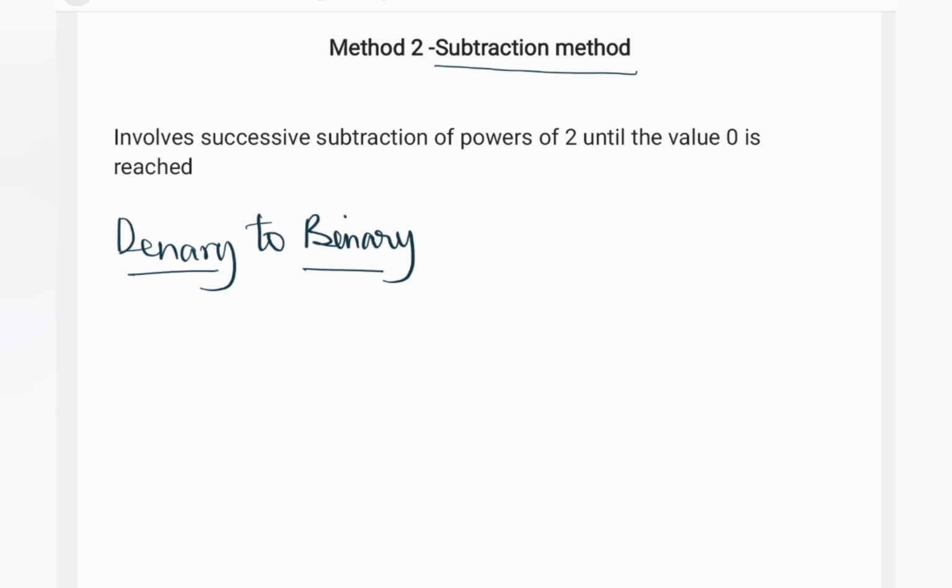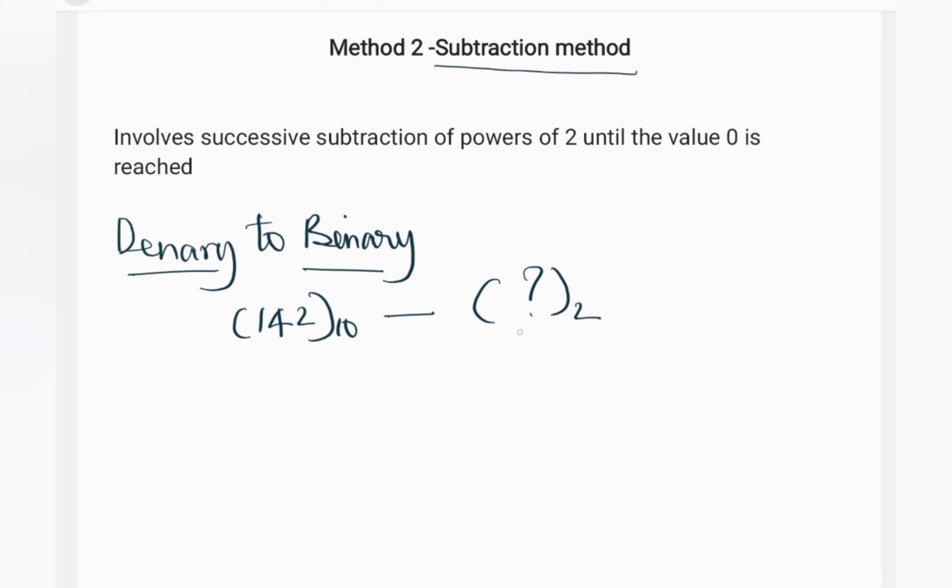We need to understand that this whole process involves successive subtraction of powers of 2 until the value 0 is reached. Sounds a little difficult to understand. So let's do the practical conversion of a denary into binary to get the answer. So let's take an example. Let's say you have got a number 142 which is in denary, and we are going to use the subtraction method to find out the binary equivalent.